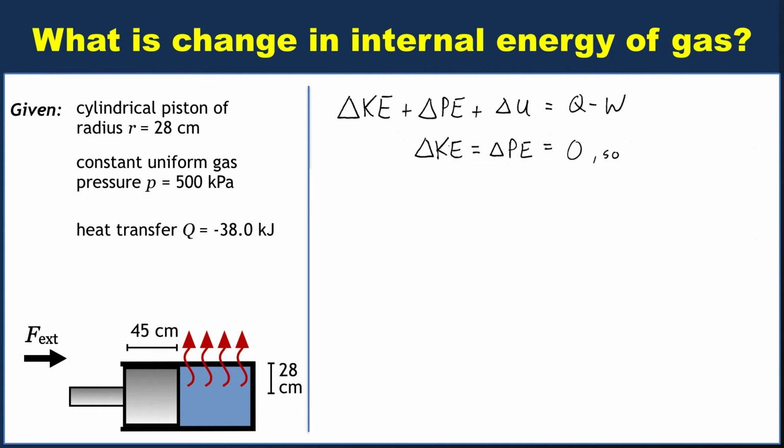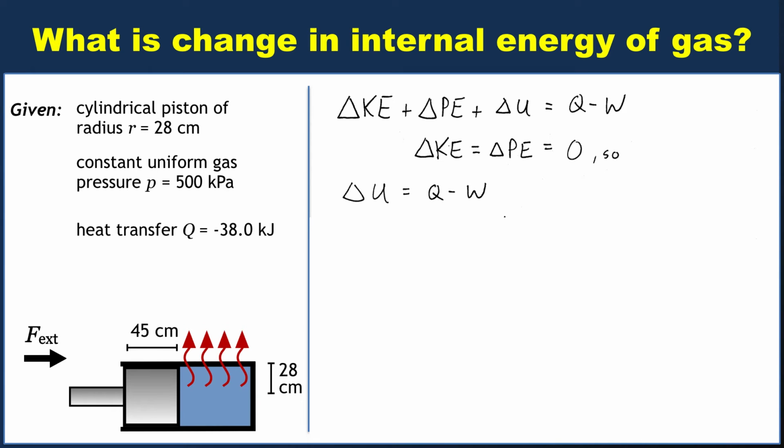As for the potential energy, well, we can accept that there's probably not a big difference in potential energy as you compress the piston. If this thing were oriented vertically, that would be a different story. We would be pushing gas up or down. In this case, everything is horizontal. There shouldn't be a big change in potential energy at all. Our conservation of energy, therefore, becomes delta U equals Q minus W. Well, we're solving for delta U. We're given Q, so the tough part is figuring out the work.